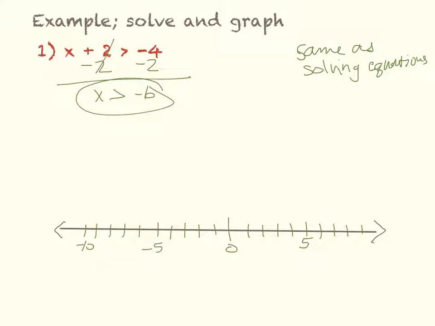And I want x to be greater than negative 6, so negative 6 is here. It's an open circle because it's greater than, and I'm going to shade to the right. So there's your final answer.